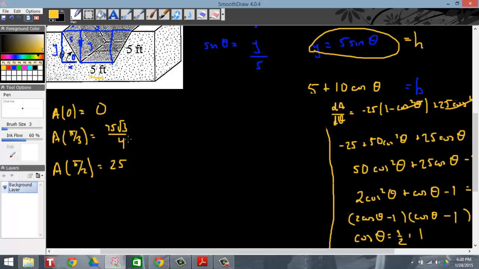Again, I just plug things into a convenient formula that will allow me to figure out what the area of the trapezoid would be. Obviously, this is your largest area. So your statement could be the area is maximized when theta equals pi over 3.